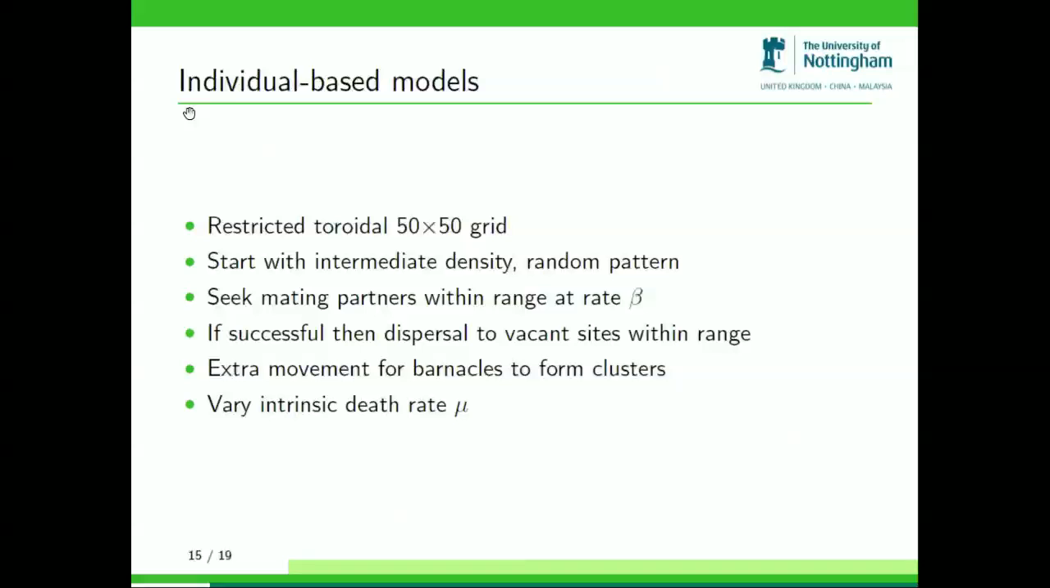So we have an individual based model which we update on a grid, and it's a standard Monte Carlo process where each individual, every time step, attempts to reproduce. If it successfully mates, then it attempts to disperse, and if it successfully finds a place to disperse to, then you get a new individual in the population. And we model the dynamics of that with one extra addition for the barnacles, which is that if a barnacle finds a site to disperse to, then that individual moves to an adjacent barnacle within the population, so it generates clusters. And just to see what happens when you mess with the system, when you add stress to it, we vary the intrinsic death rate parameter mu, the rate of harvesting or the rate of death of individuals.